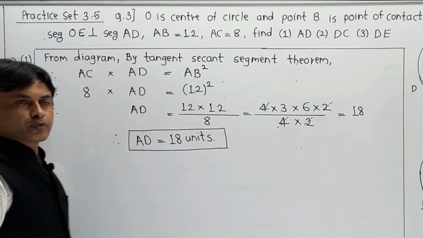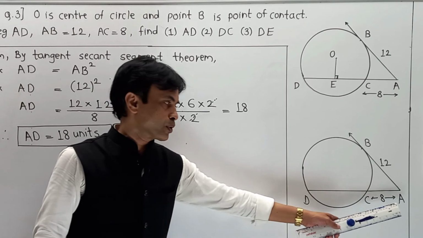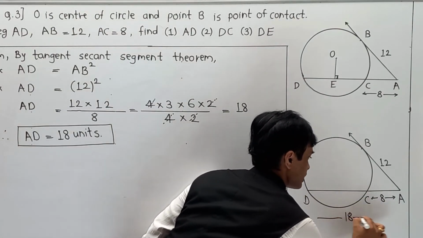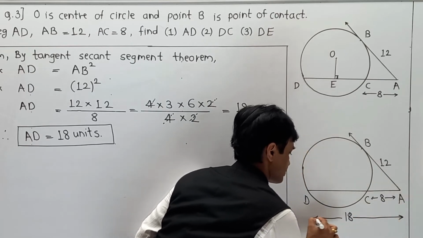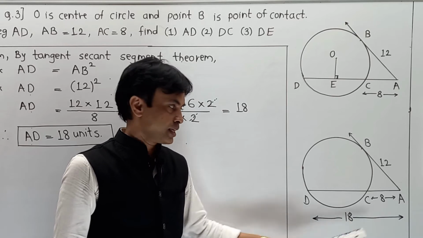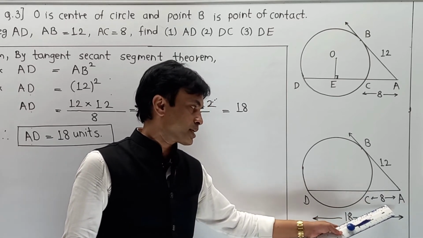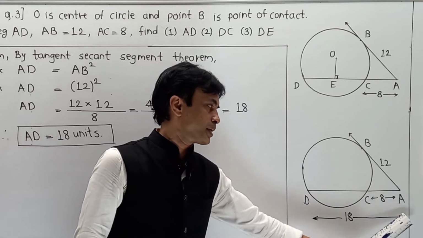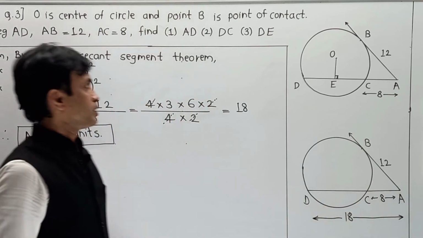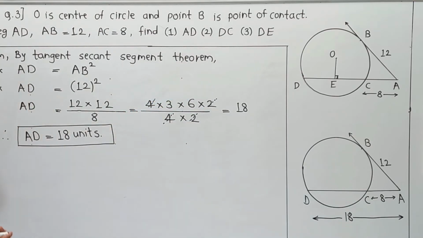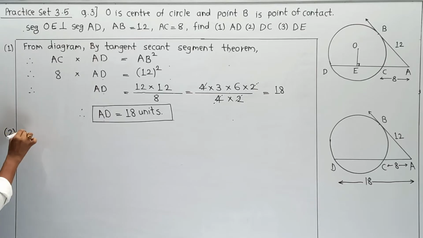According to your diagram, if you observe, AD, this total part, becomes 18 units. Now if AD is 18, in which AC is 8, definitely you can find CD or DC over here, and that is nothing but 18 minus 8. So we are moving to our second answer, that is DC. For your second answer, again from the diagram.